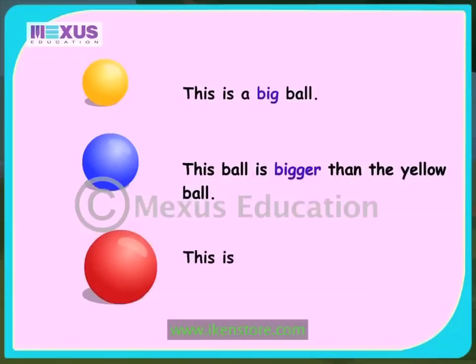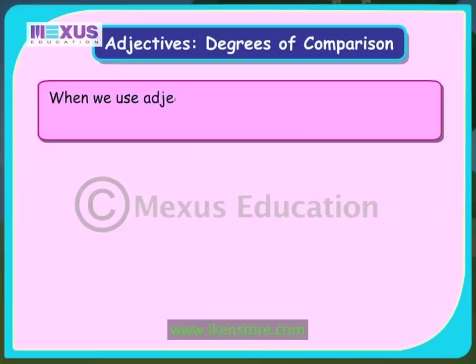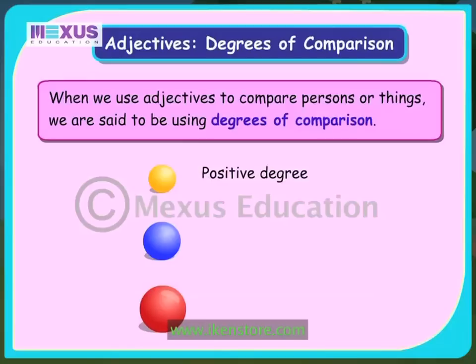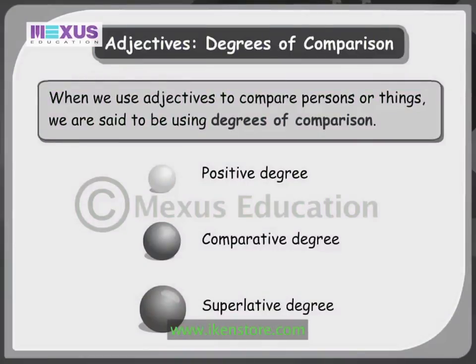When we say this is the biggest ball of the lot, we are comparing the size of this ball with all the balls that are present with Zizi. So we say that the red ball is the biggest of all. When we use adjectives to compare persons or things, we are said to be using degrees of comparison. Adjectives have 3 degrees or forms of comparison. The positive or basic form called the positive degree, and 2 comparative forms which are the comparative degree and the superlative degree. Let us study each of these degrees in greater detail.